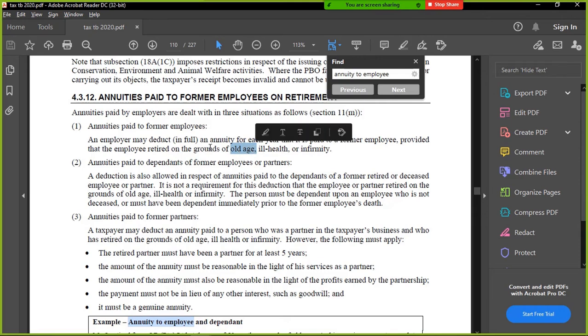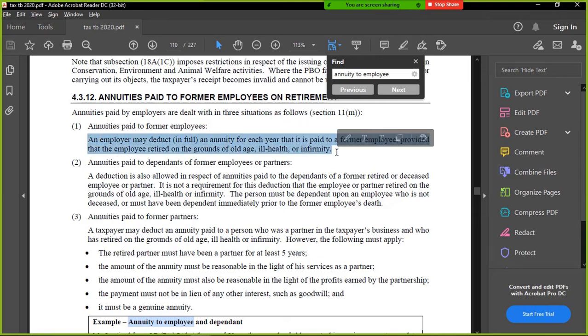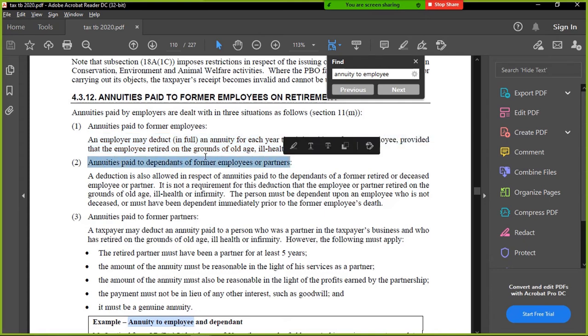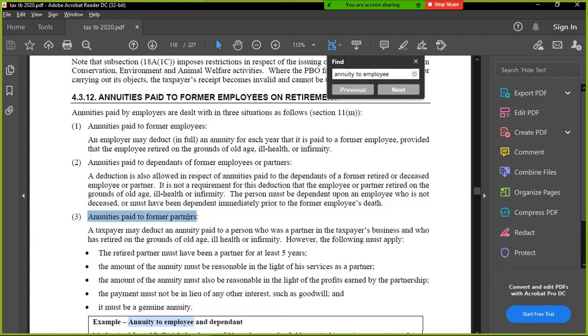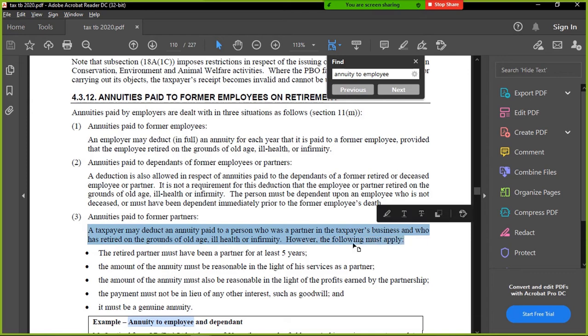Does it apply? Yes. Correct, it does. It can also apply to dependents and former employees or partners, but it has to be very specific. It must be due to old age, ill health or infirmity. If it's paid to former partners, a taxpayer may deduct an annuity paid to a person who is a partner in the taxpayer's business who has retired on the grounds of old age, ill health, or infirmity. However, the following must apply: the retired person must have been a partner for 5 years, etc. So this is very, very specific.